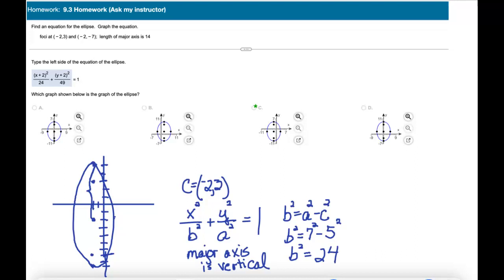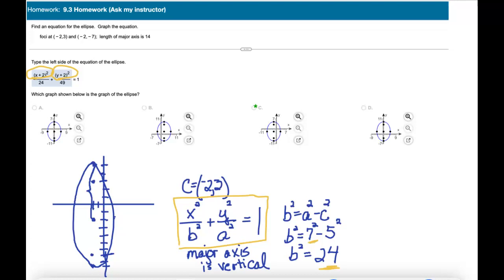Well, going back to the general form of my equation, this is what I'm focusing on. I know that I've moved it from the center being (0, 0). So that's how I get this (x + 2) quantity squared and (y + 2) quantity squared. My h is -2 and my k is -2. The denominators there are going to be b squared, which we just found, that's 24, and then the a squared is this part, 7 squared, which is 49. So that gives us our equation.